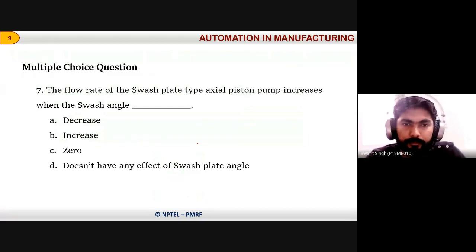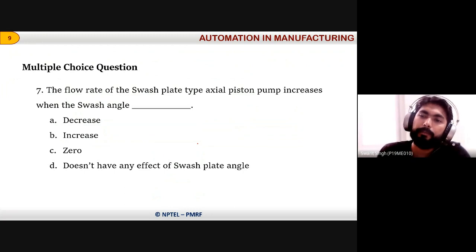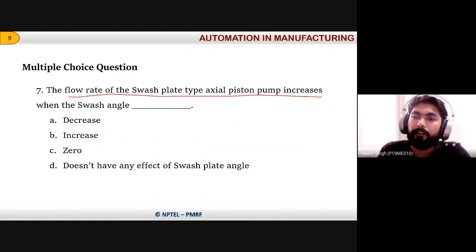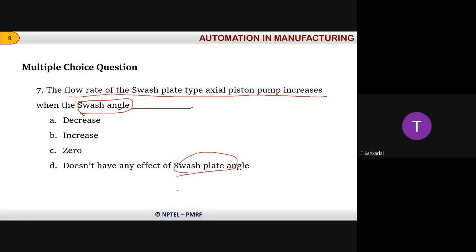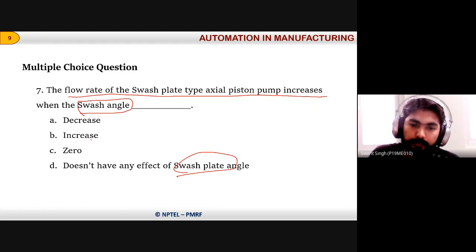Question number 7. It says the flow rate of a swash plate type axial piston pump increases when the swash angle. So we are increasing the flow rate of a swash plate type axial piston pump. So what do we have to do with this swash angle? Increase, decrease, zero, or no effect? When the swash plate angle increases, the flow rate increases. Okay. So the option is increases.